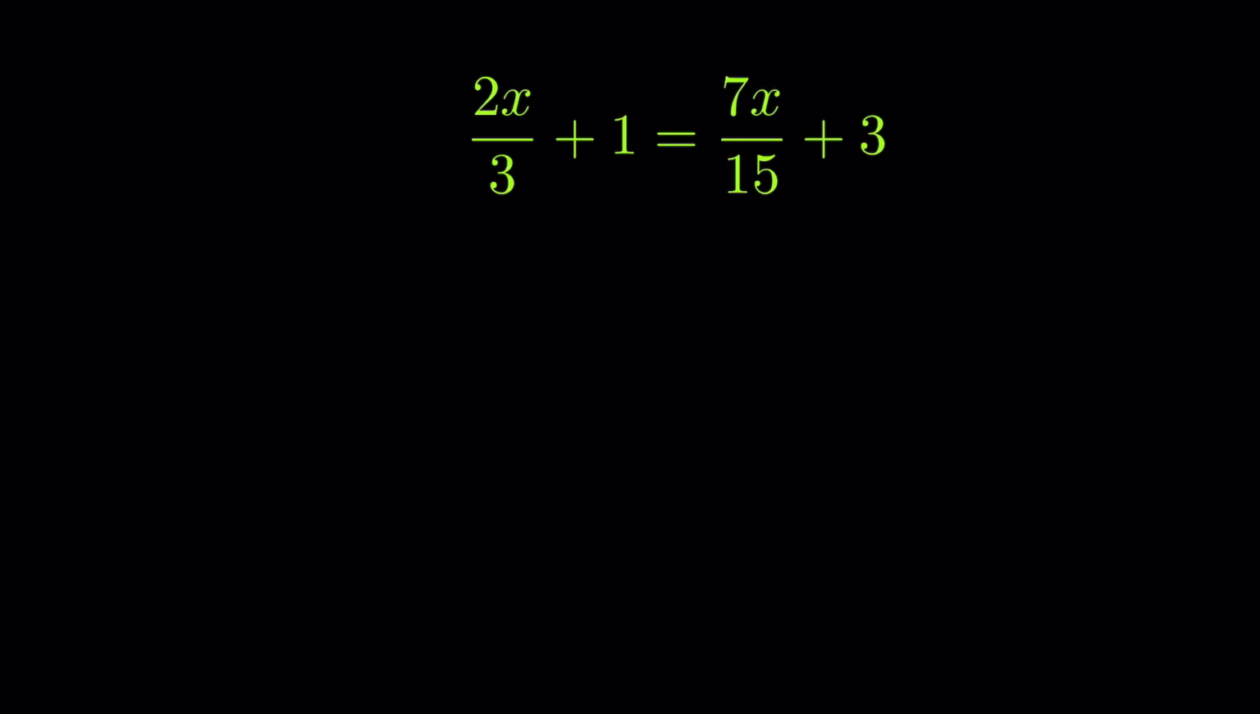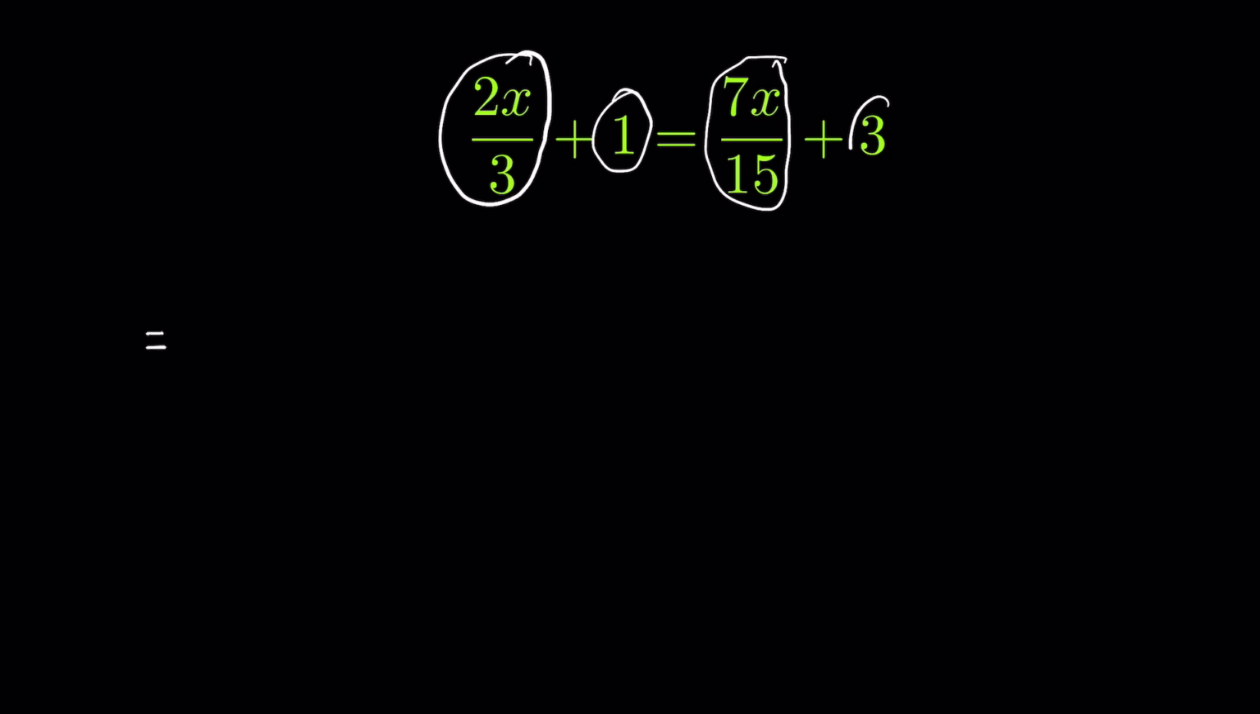2x upon 3 plus 1 is equal to 7x upon 15 plus 3. Can you solve it? And can you find where most of the students make the mistake? Now here 2x upon 3 is in the form of a fraction while 1 is a whole number. While on the right hand side 7x upon 15 is a fraction while 3 is a whole number.